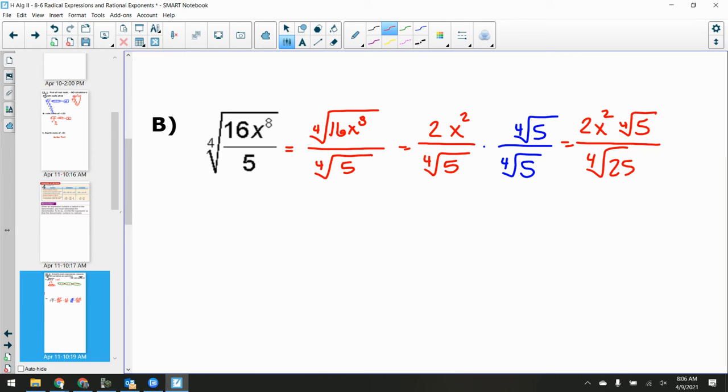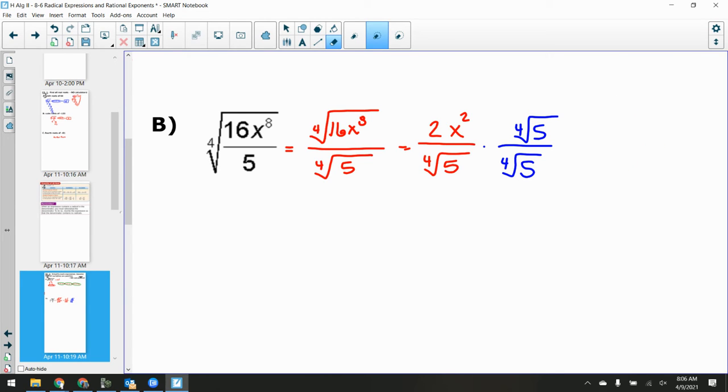Did that do anything? Did that truly make the denominator rational? No, because what is the 4th root of 25? It's still an irrational number. It's still a messy number. It didn't work out correctly. So just multiplying it by one set of these does not work. You know what does work? Multiplying by 4 sets. 3 more.